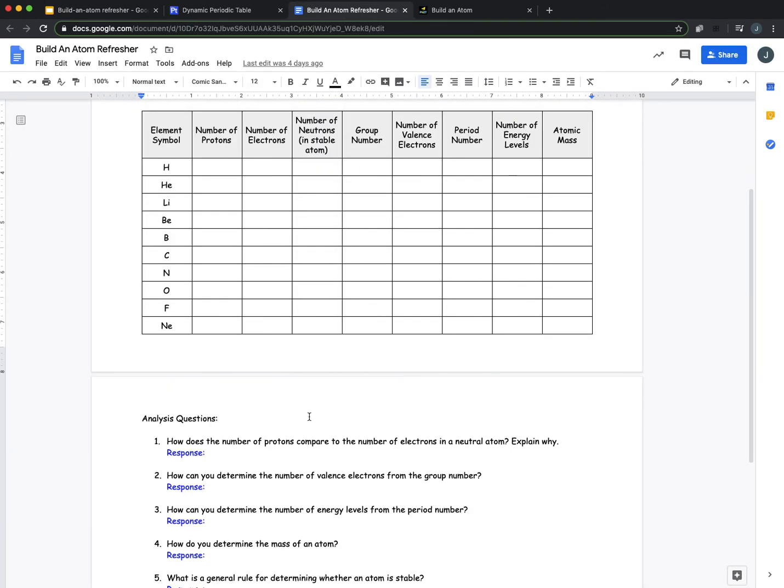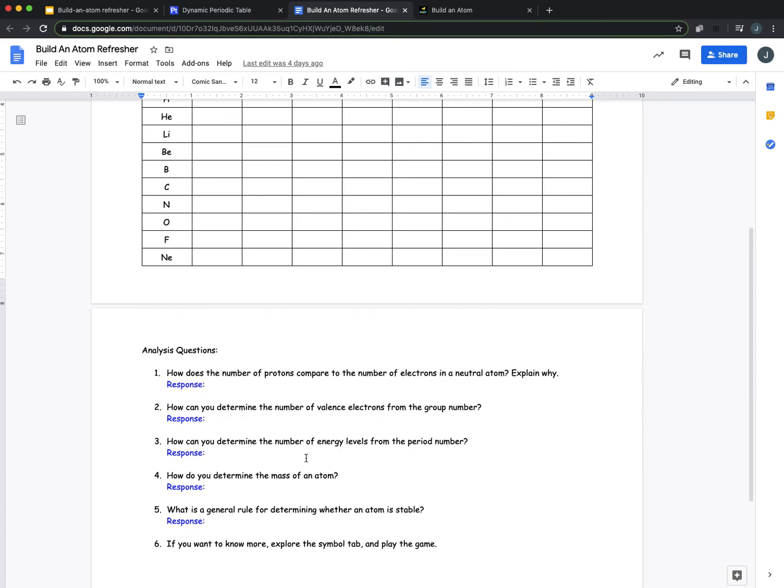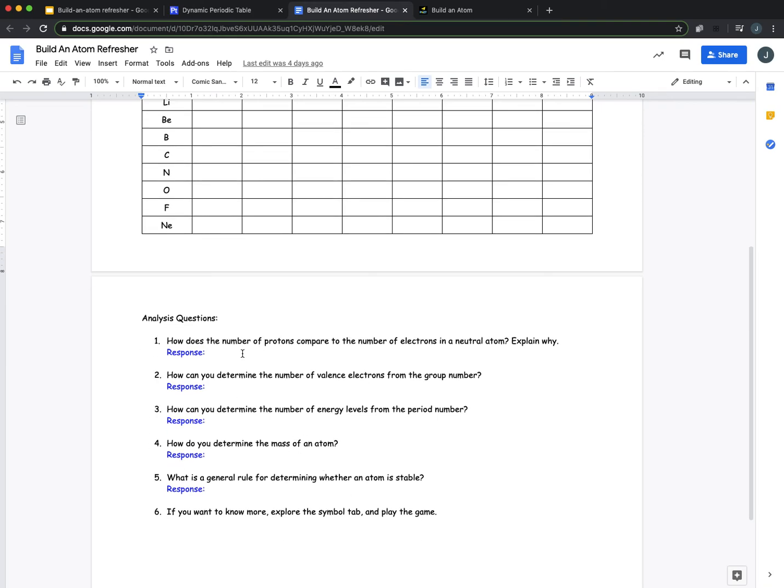And then once you have this table done, you can start looking for patterns. Science is all about finding those patterns and developing models with those patterns. So you are going to go ahead and answer those, and you can type right into the response box. And everyone is going to get their own document for this piece on Google Classroom. So it'll say your last name, Build an Atom Refresher.